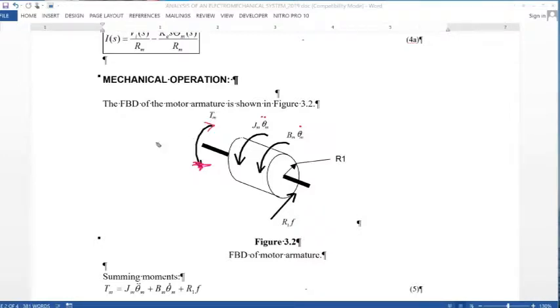All right, so what we can do is sum the moments around this axis. And what we get is the torque of the motor is equal to J theta double dot plus B theta dot M plus R1 F. What I've done is replace the external force that one gear of my motor is applying to the other gear in my gear train. There's a linear force here, and I multiply it times its distance R1. And so that's one of the equations of motion that we have there.